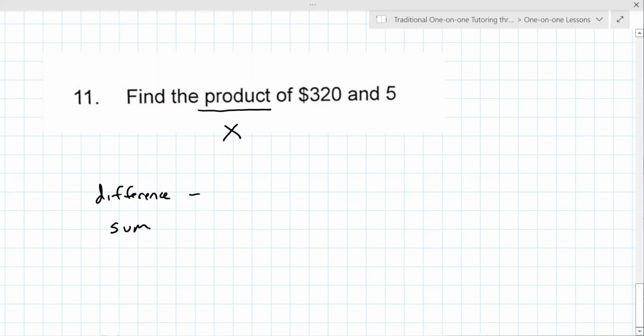Sum is addition. But the problem is you can use more than one word for each. They're synonyms. Product is multiplication. Quotient is division.